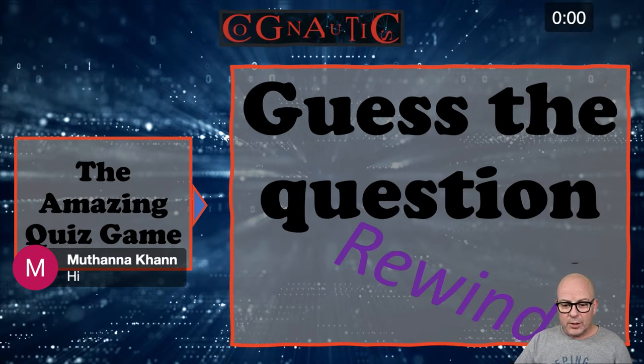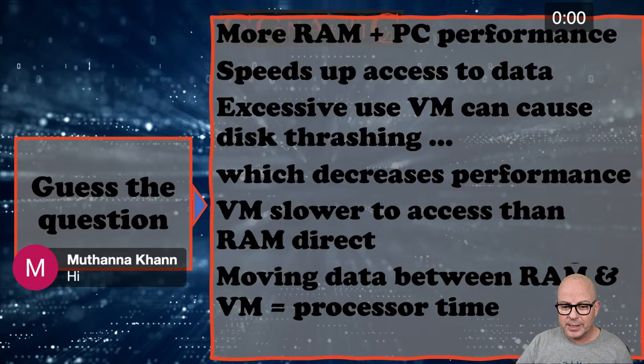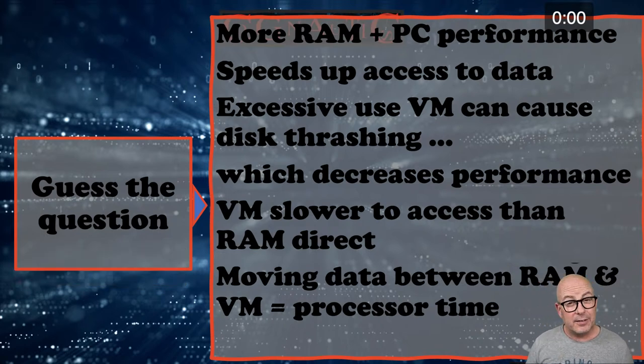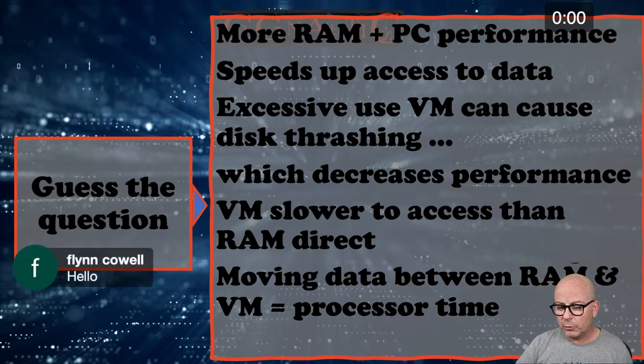Right guys, this is the rewind from last time. Let's shove this one up there and see what you can remember about this. So this was more RAM, PC performance, speed up access to data, excessive use of virtual memory can cause disk thrashing, which I call trashing at some point, which decreases performance. Can anyone remember what this was all about?